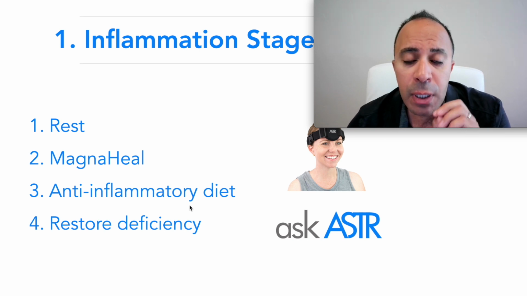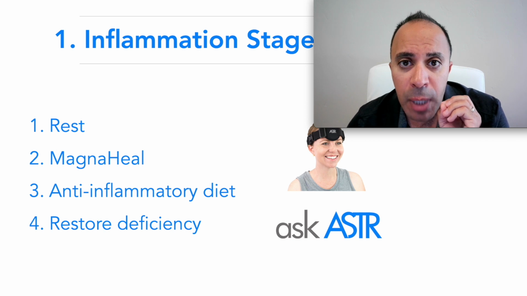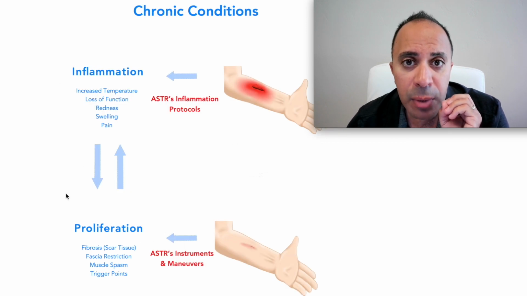If you're not feeling better and you have chronic inflammation, moderate to severe, we have to break this vicious cycle from both ends simultaneously.